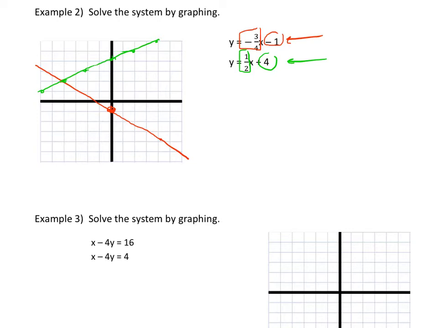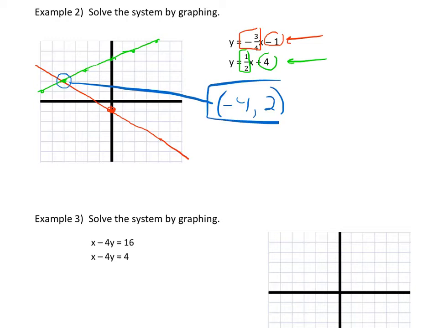Now the solution is the point of intersection. And that point of intersection is right there. And that coordinate represents (-4, 2). And if I plug those two values into both equations, I would get a true statement, which again means a statement like 2 equals 2, 5 equals 5, the statement is true.